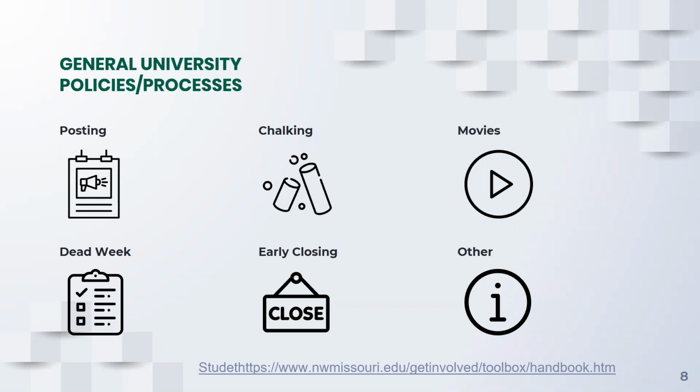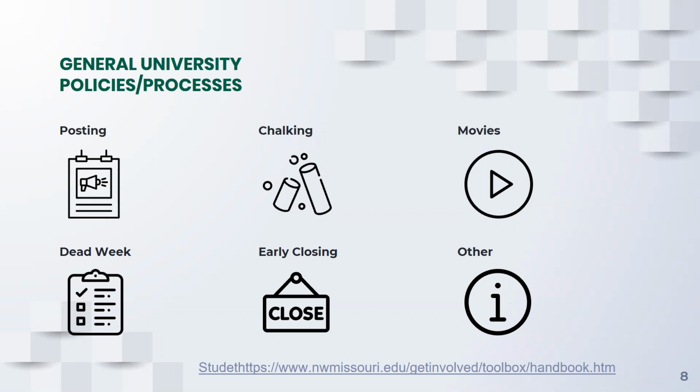All organizations have the opportunity to chalk on campus, but they must register where they're going to be doing that before they begin the chalking process. Once their application has been approved, they will be given certain areas and locations on campus where they can do the chalking, and they're also required to clean the chalking up after their chalking period is over.